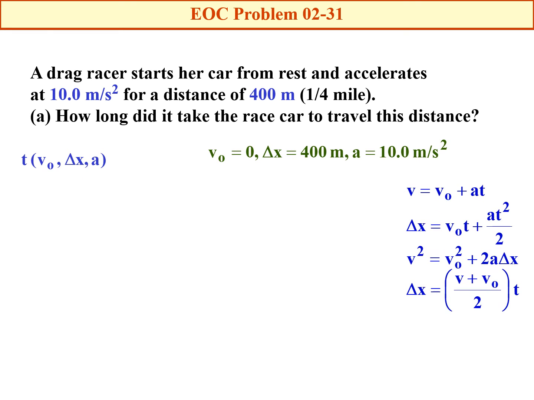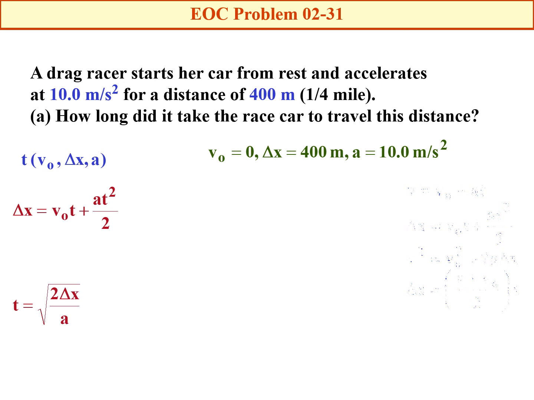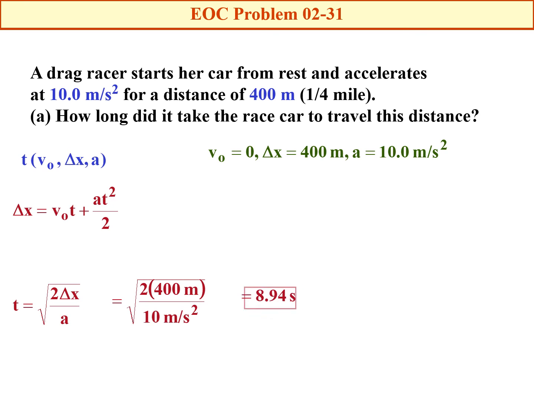Looking at our kinematic equations, the one that has time, initial velocity, displacement, and acceleration is this equation right here. Displacement is equal to the initial velocity times time, plus the acceleration times time squared divided by 2. So we need to solve for time. The initial velocity is 0, so that part goes away, but then we multiply the other side by 2, so we get 2 times displacement divided by acceleration, and then to get time we have to square root both sides. We plug in our numbers and find that our time is equal to 8.94 seconds.